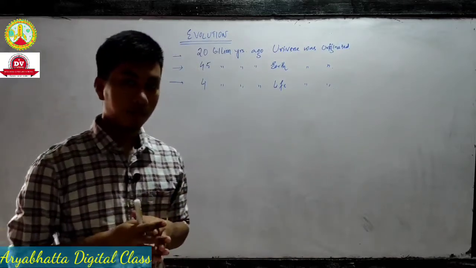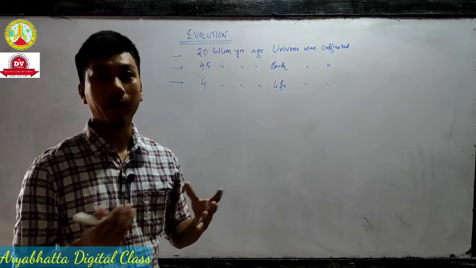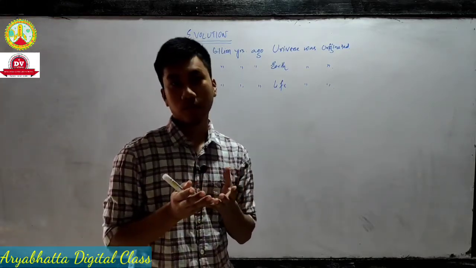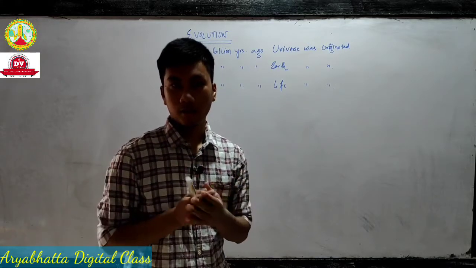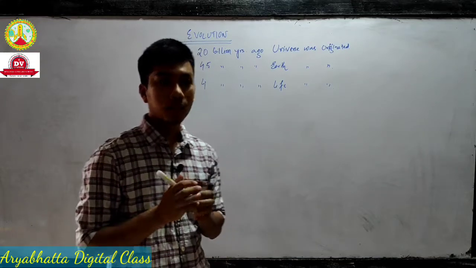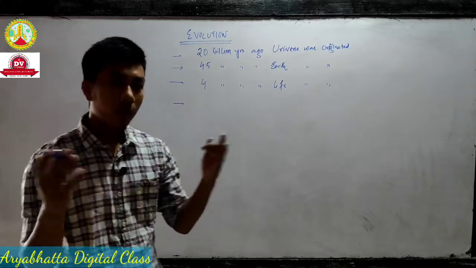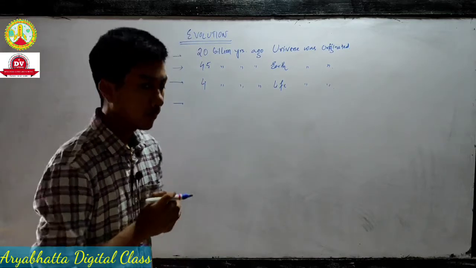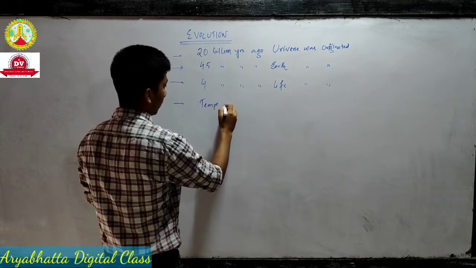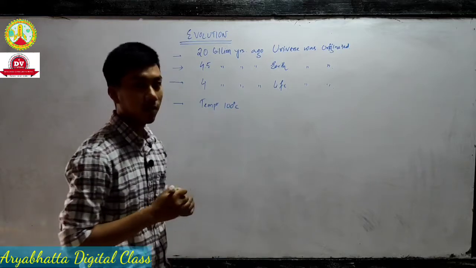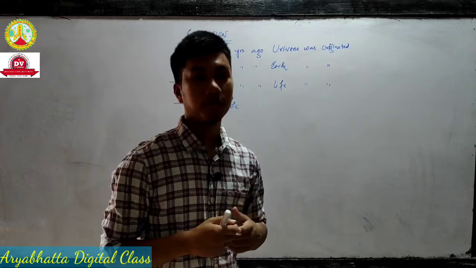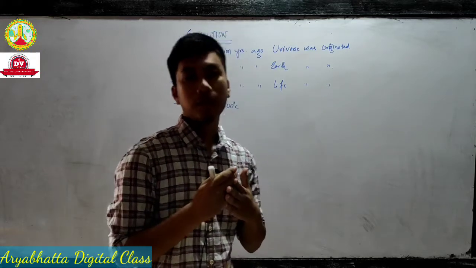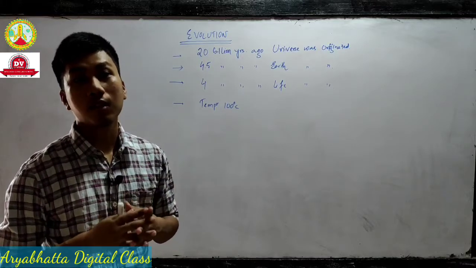Now, during the origin of life, what was the condition in our environment? That we need to know. When our Earth was originated, the condition in the environment was a very high temperature, about 100 degrees Celsius. Now we are going to talk about the environmental condition during the origin of life.